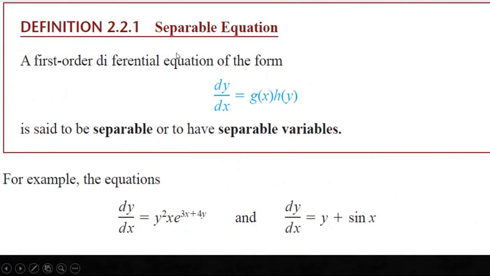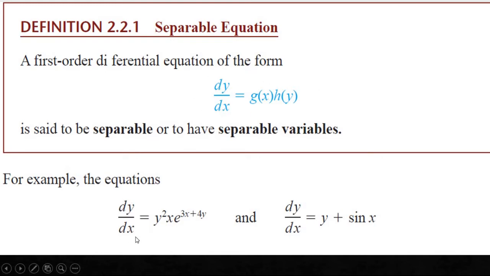Separable equations. A first order differential equation of the form dy over dx is equal to g(x) multiplied by h(y) is said to be separable or to have separable variables. In other words, here g(x) is a function dependent on x and h(y) is a function dependent on y. If we can write our differential equation in this form, we say that it is a separable differential equation.